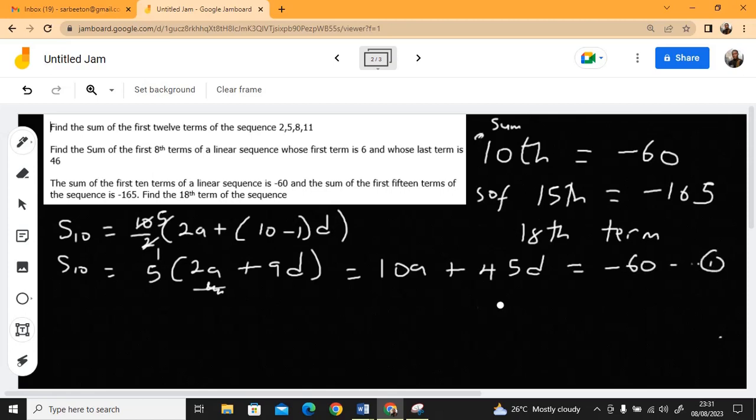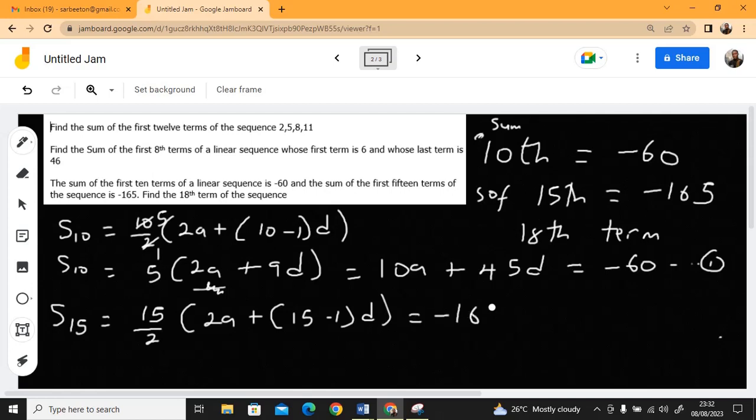If you're in SS2, I expect you should know simultaneous equations. The same thing I'm going to do for this one at the bottom. Now for S15, the sum of 15 terms, that will be 15 over 2. You open a bracket, 2a plus, now my n is 15 minus 1, close bracket, d, is equal to minus 165.